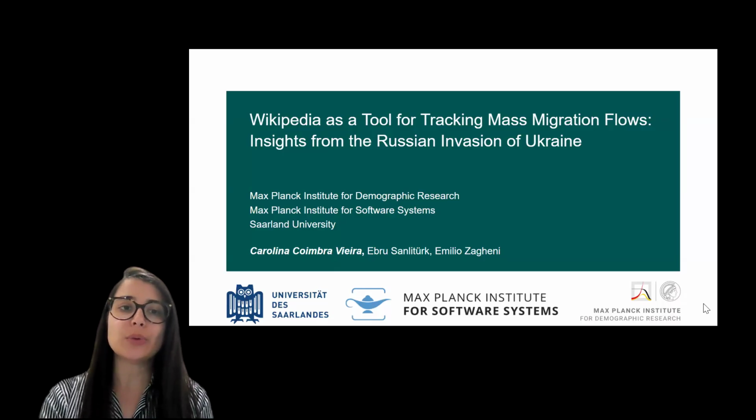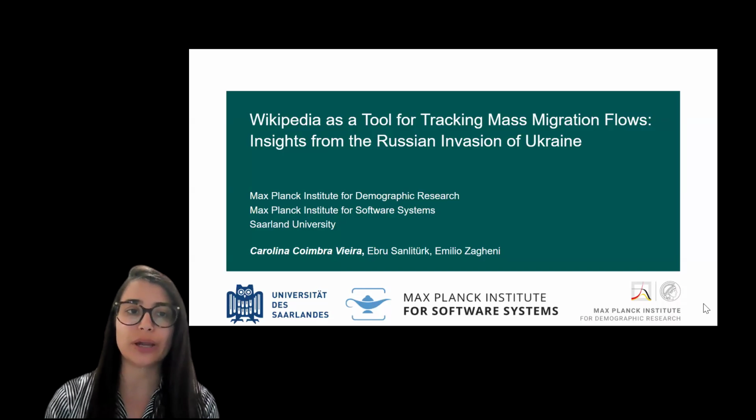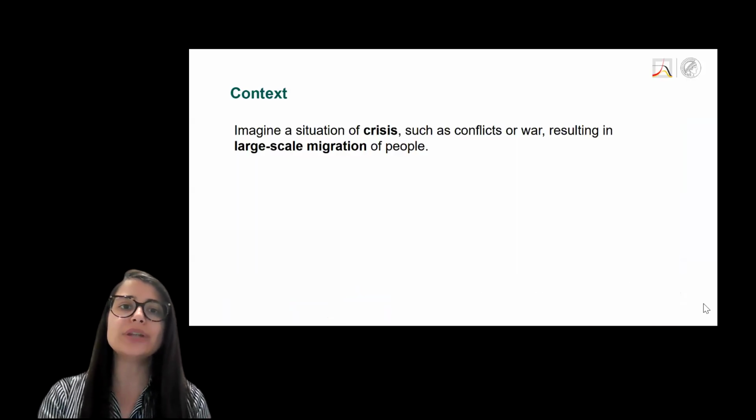Today, I will present the work "Wikipedia as a tool for tracking mass migration flows: insights from the Russian invasion of Ukraine." I would like to start by asking you to imagine a situation of crisis, such as a war, resulting in a large-scale migration. Unfortunately, it might be easy to think about that given the recent conflicts and wars happening around the world.